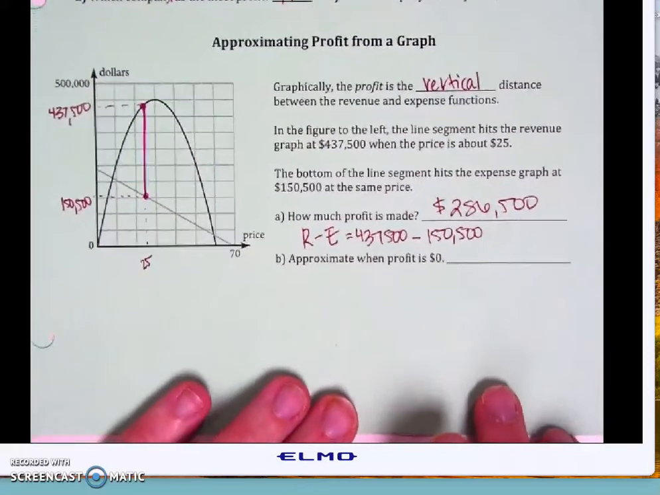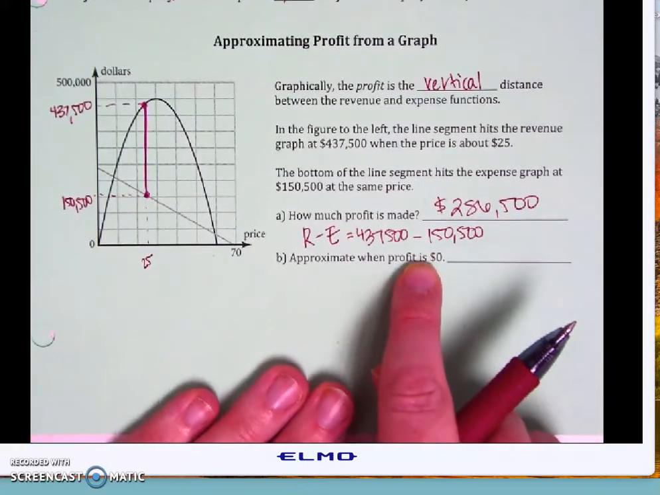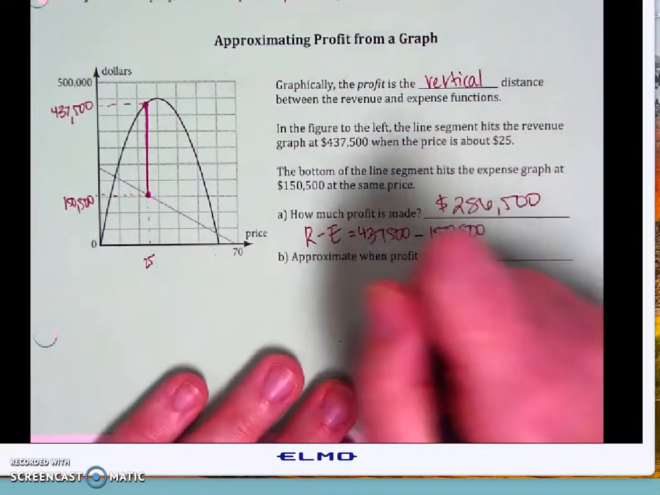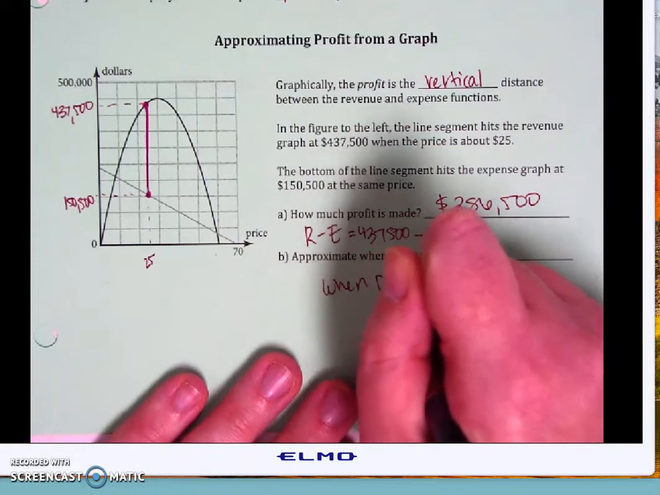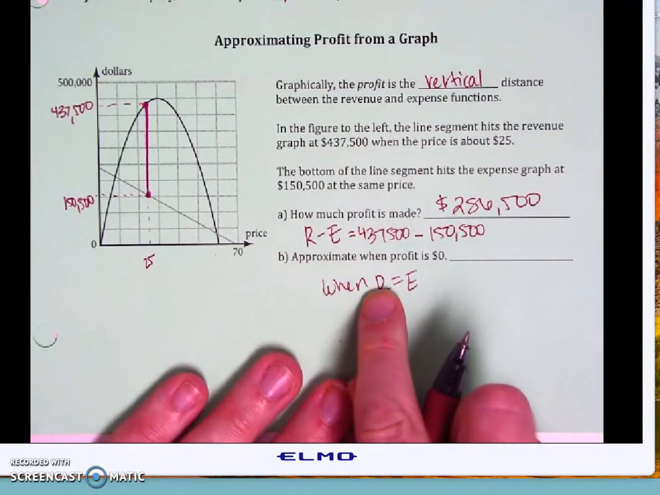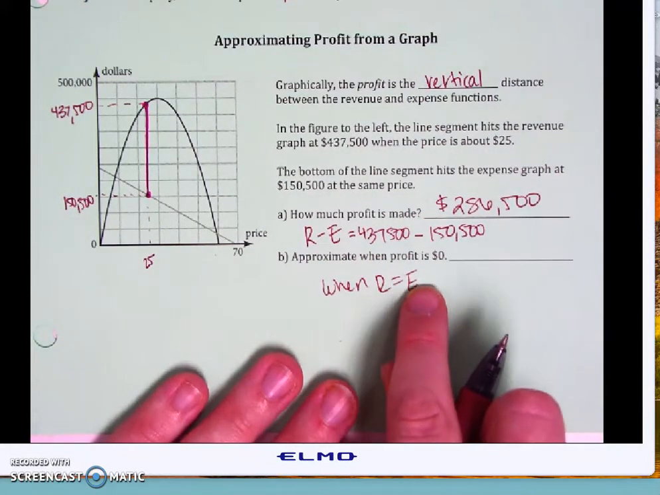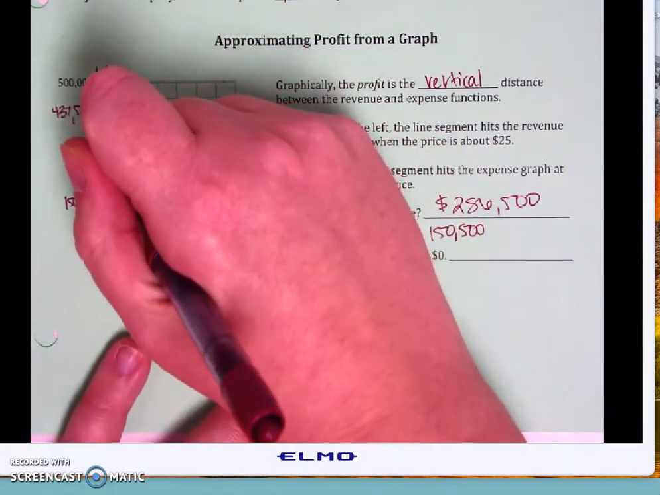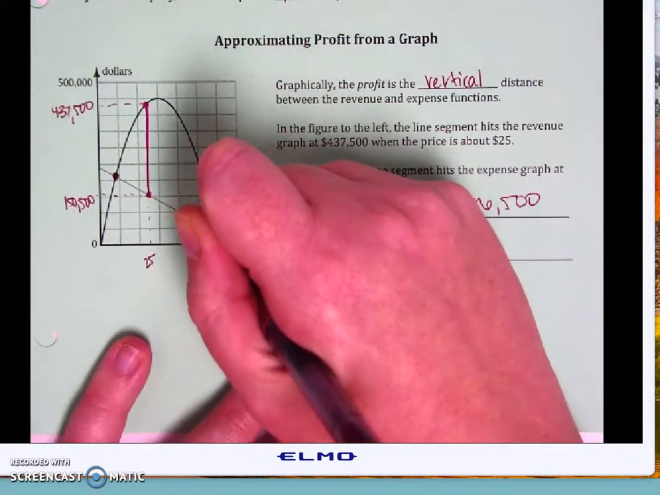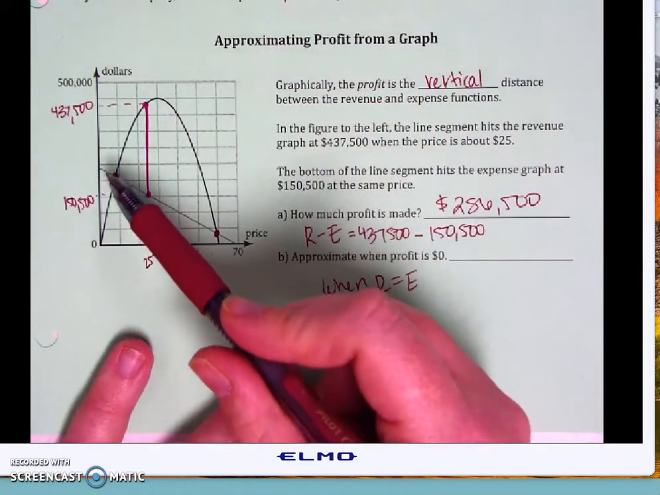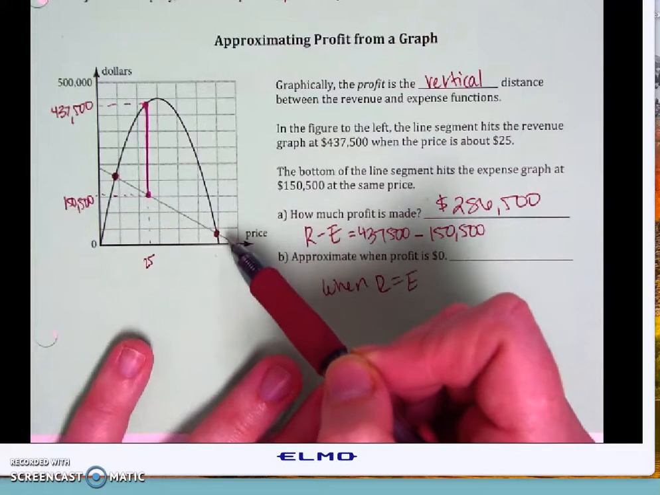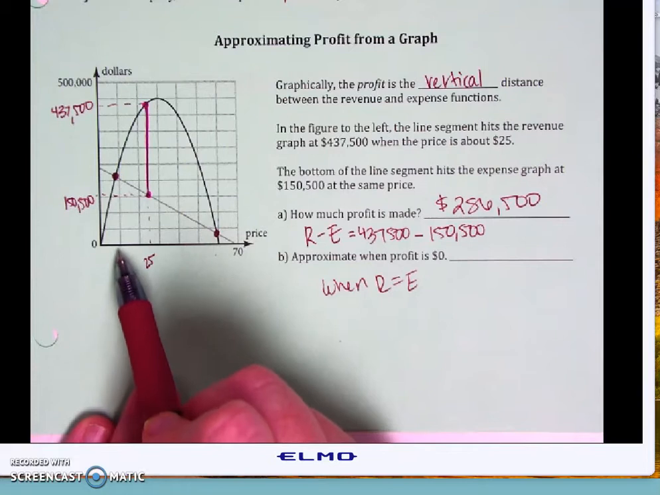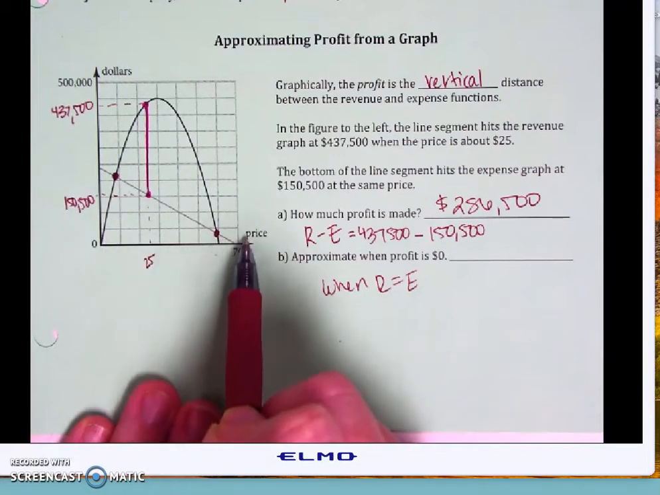Approximate when the profit is zero. Profit is zero when revenue equals expense, and that's because when you take the same number and subtract it from itself, it's going to be zero. So where revenue equals expense is at the break-even points. What we want to do is approximate what these numbers are for the price. Let's start with the lower bound for the lower break-even. I don't know what this number is, so I need to figure that out.